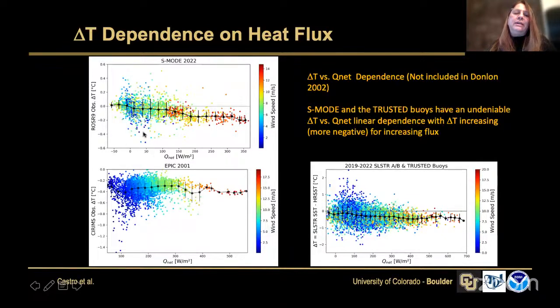So these are scatter plots of delta T versus heat flux. And we can see for S mode and for the trusted buoys that we have evident dependence of the delta T on heat flux, with increasing delta T's for increasing heat fluxes. So this is no surprise. This is just corroborating the theory. What's surprising here is that EPIC didn't show that kind of dependence.